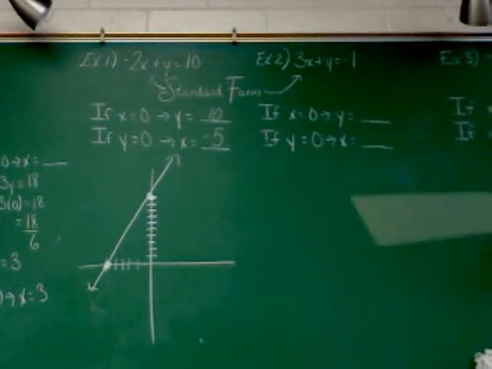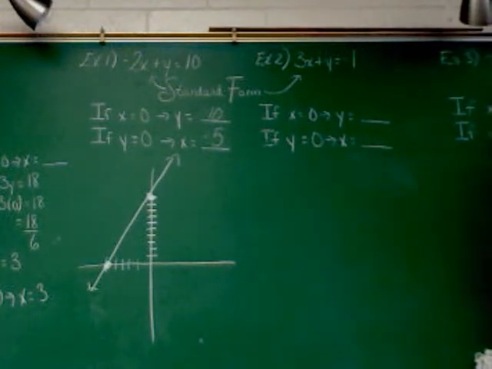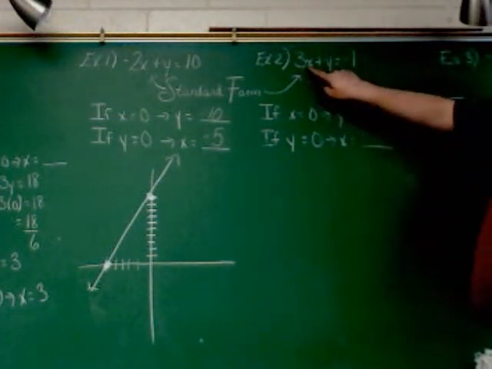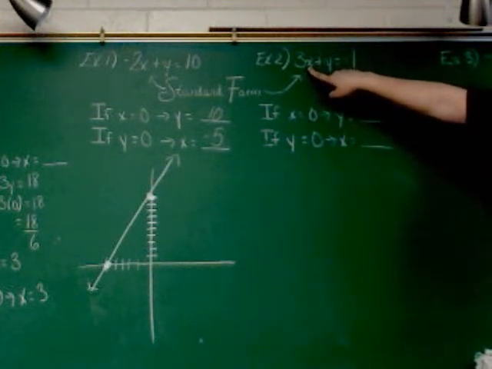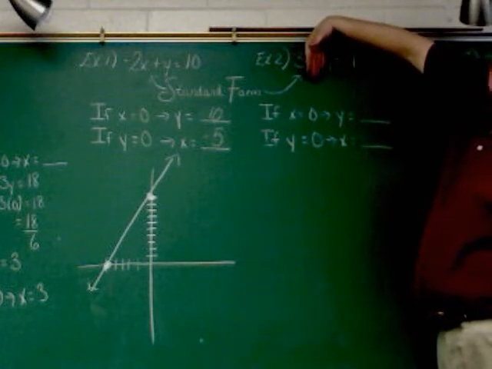Okay, let's try example 2, more of the same. 3x plus y equals negative 1. Okay, so first time through, I've got to let x equal 0. Now, if I let that x equal 0, that part is going to disappear, and you're going to see that happening quite a bit in these problems. So if that disappears, as you can see, it would just say then y equals negative 1.